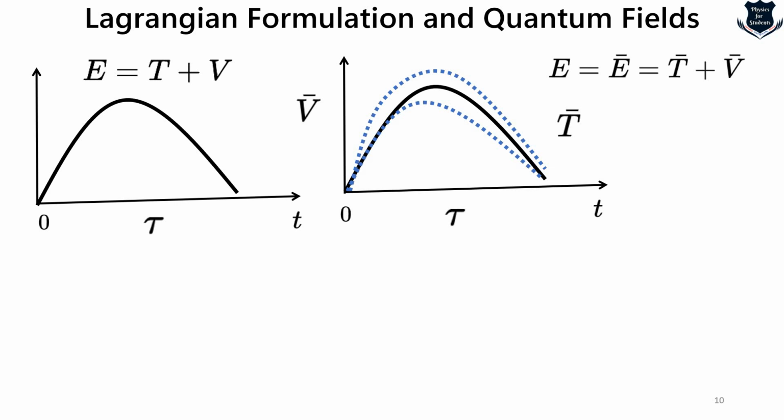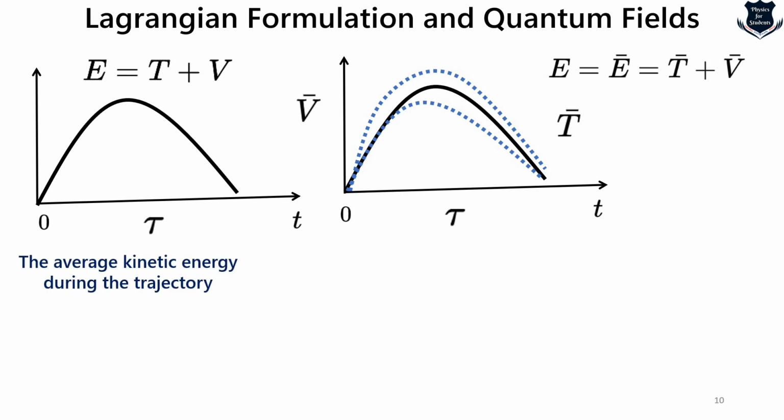Here t bar and v bar are what I am using to mention the variation. The variation in terms of the trajectories would be the kinetic energy and potential energy, and I would mention it as t bar and v bar so that I can differentiate between the original and the varied one.